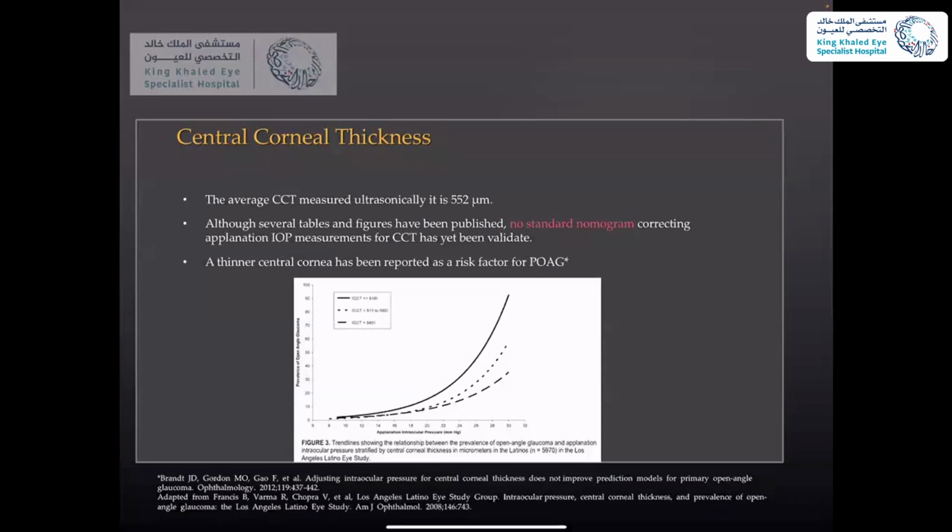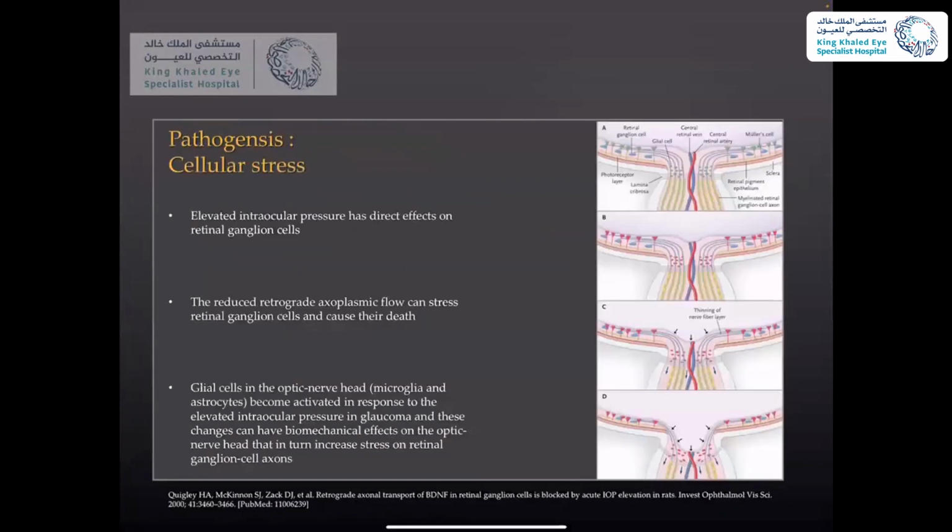As you can see with the diagram, when they categorized the patients into three groups, which have a thin, normal or thick cornea, the thinner the cornea, the higher the prevalence of open angle glaucoma they have. So thin cornea per se is a risk factor for primary open angle glaucoma, and it also plays a major role in IOP measurement for that patient.